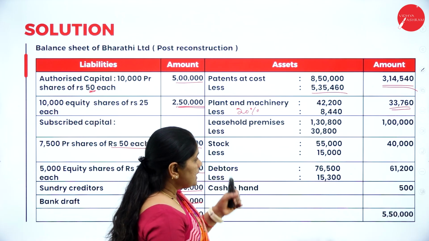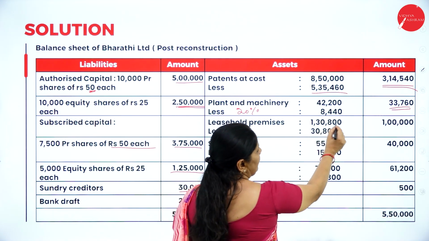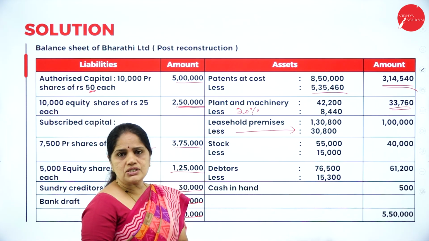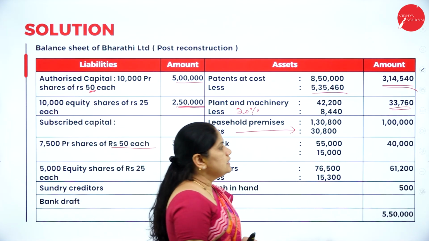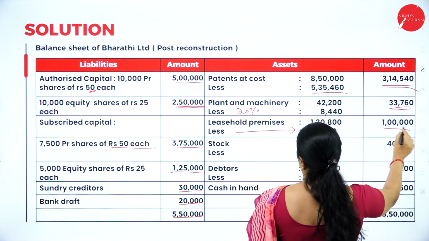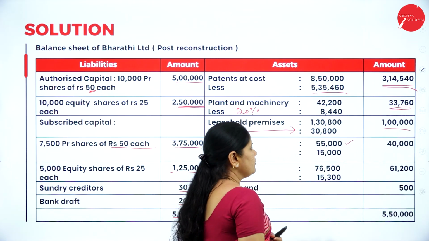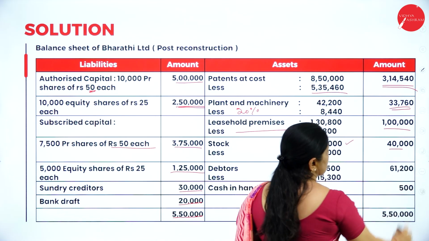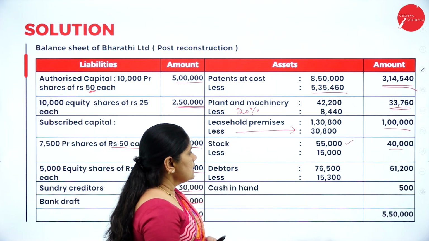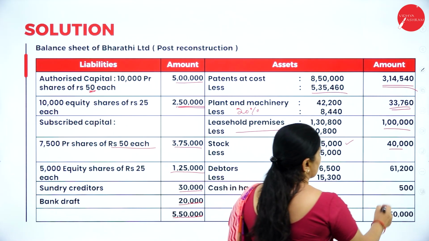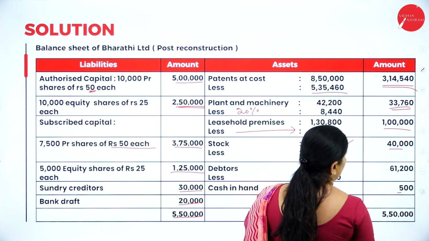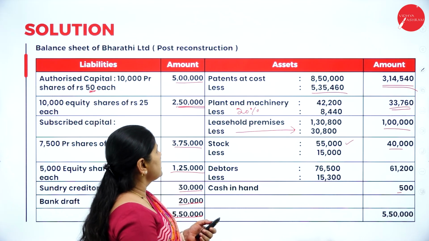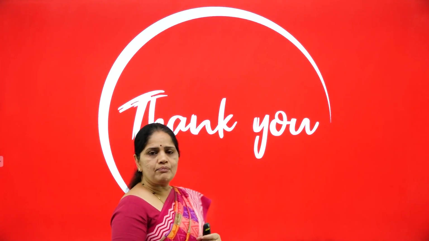Then leasehold premises, out of 1,30,000, 30,800, they have asked us to reduce 30,800. The remaining balance is 1 lakh. Then stock value is 55,000. Out of this I have reduced 15,000. The balance is 40,000. So debtors also 61,200. Cash in hand 500. So the total is 5,50,000. So this is the reconstructed balance sheet.